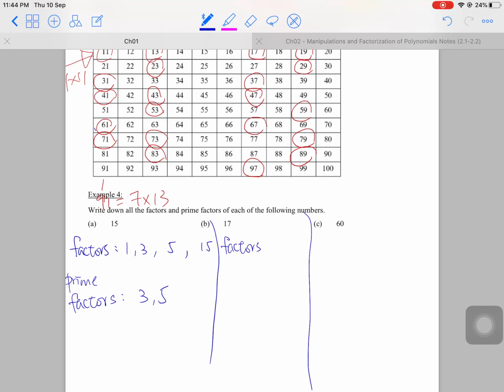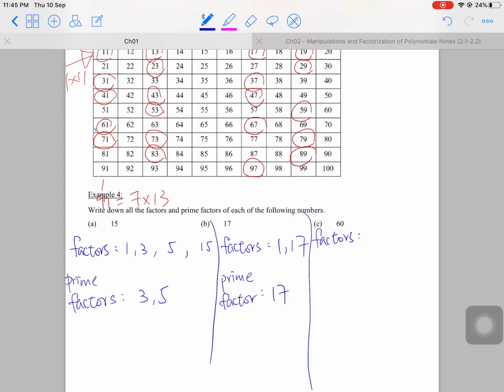Then for B, because 17 is a prime number, the factors are only 1 and 17. So for the prime factor, remember 1 is not a prime number, so the prime factor is only 17.